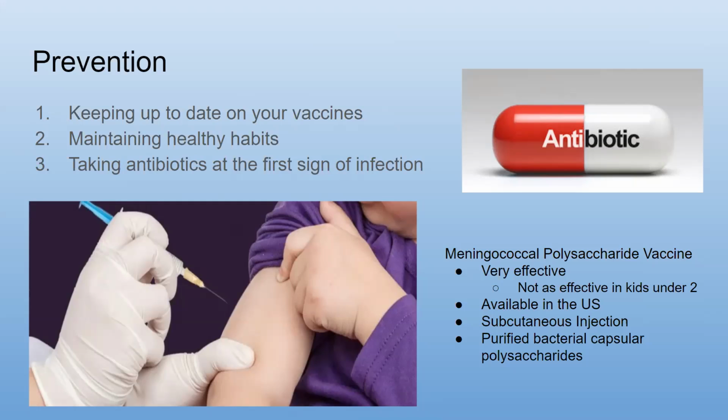High-risk groups should also get routine vaccines to make sure that they do not get any of these diseases. Another prevention would be maintaining healthy habits, such as hand washing and not sharing drinks or food. And the last prevention would be taking antibiotics at the first sign of infection. Some antibiotics that I found that work for these diseases is third-generation ceftriaxone. And then another antibiotic would be penicillin G as an alternative.